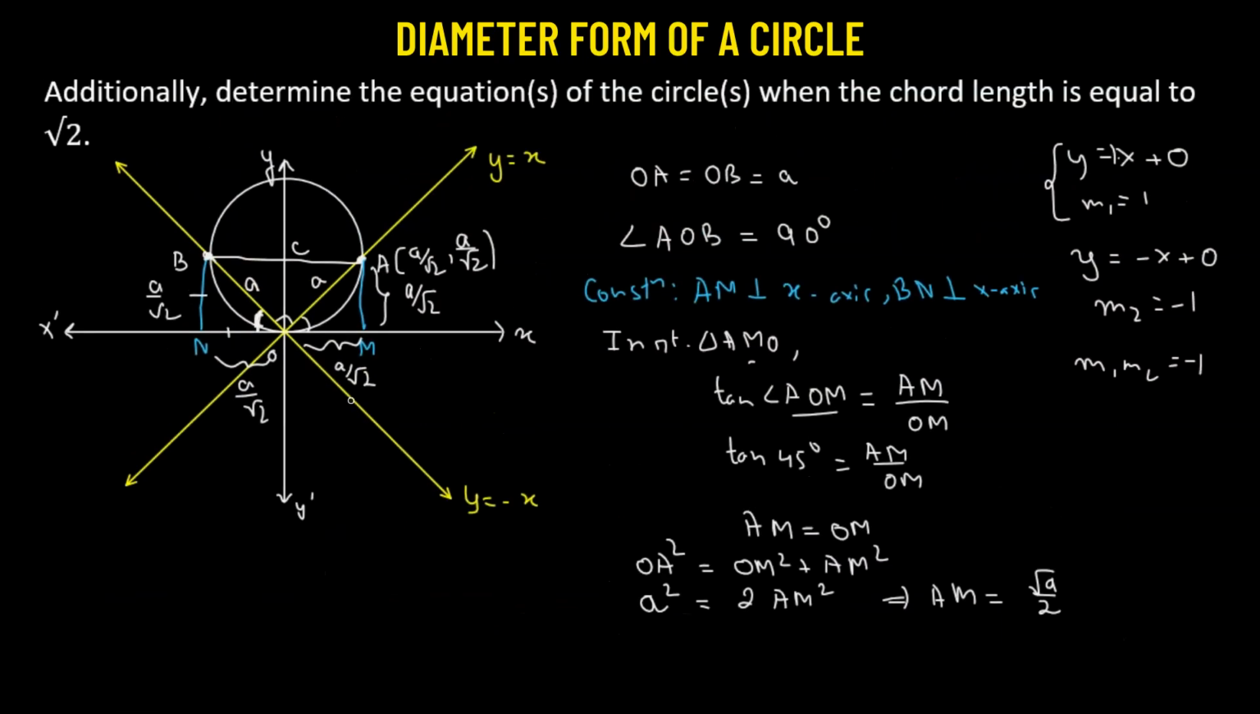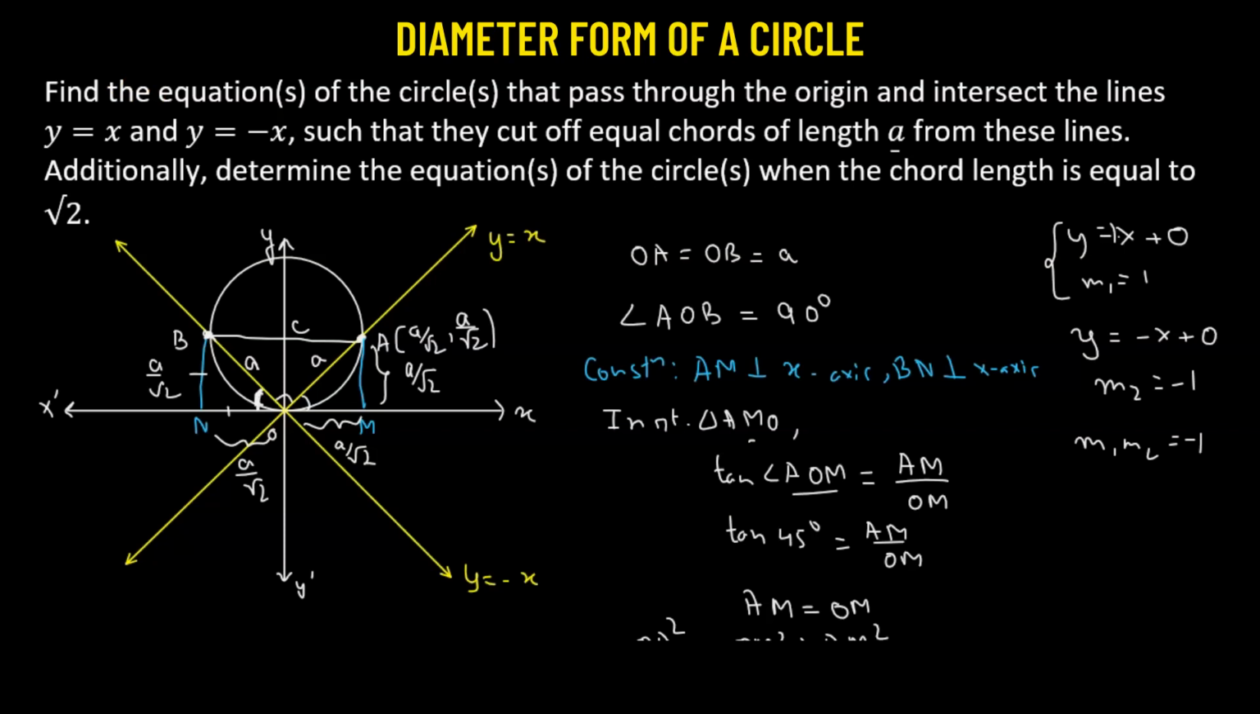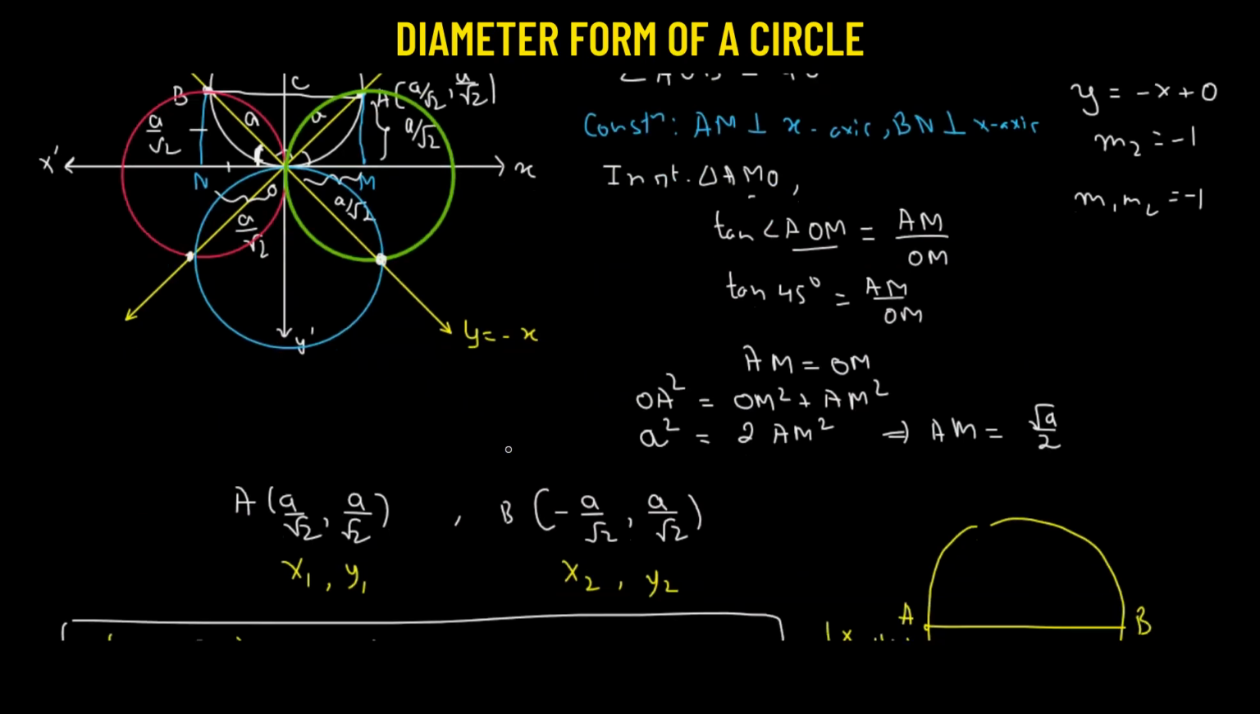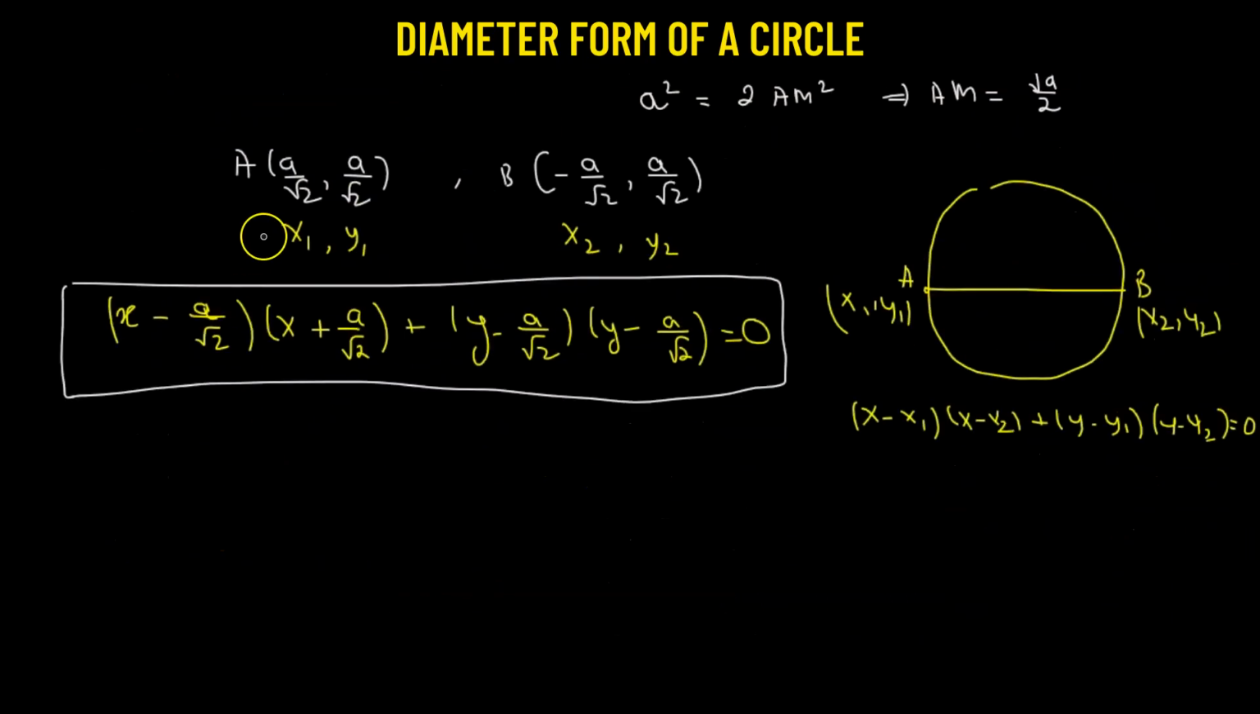If we go back to the diagram, there are in fact 3 more circles that are possible. So let's try to sketch all of them. As we can see, there are 3 more circles. So we will need the coordinate points, and if we have the endpoints of the diameter, then we can easily find the equation of each circle. So I'm leaving that as an exercise for you, and I'll give you the final result.